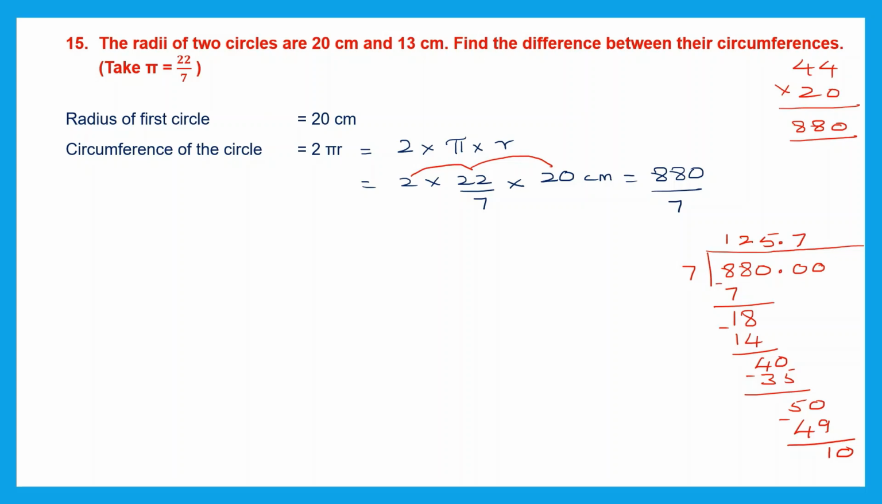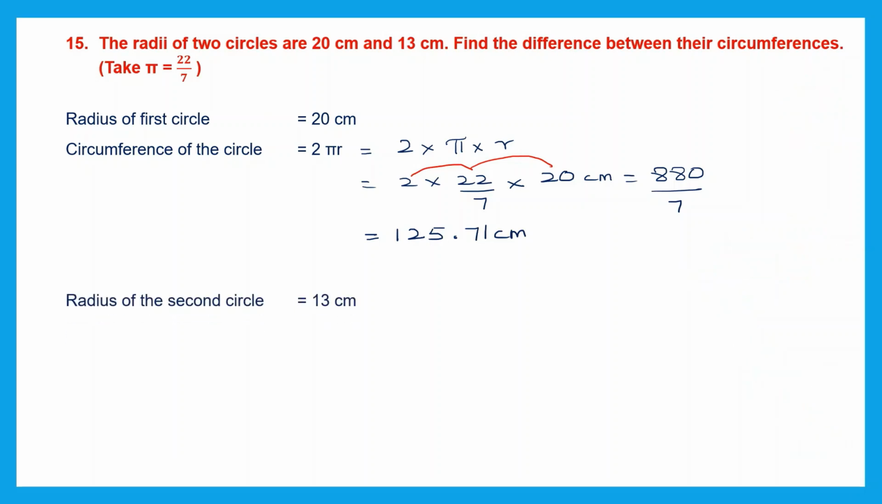So I continue my division. The number is 10 now. 7 ones are 7. Again, I'm getting a remainder. So that means this division is going to continue. So we will stop with just 2 decimal places. So here we have got 125.71. So the circumference of the first circle is 125.71 centimeters.